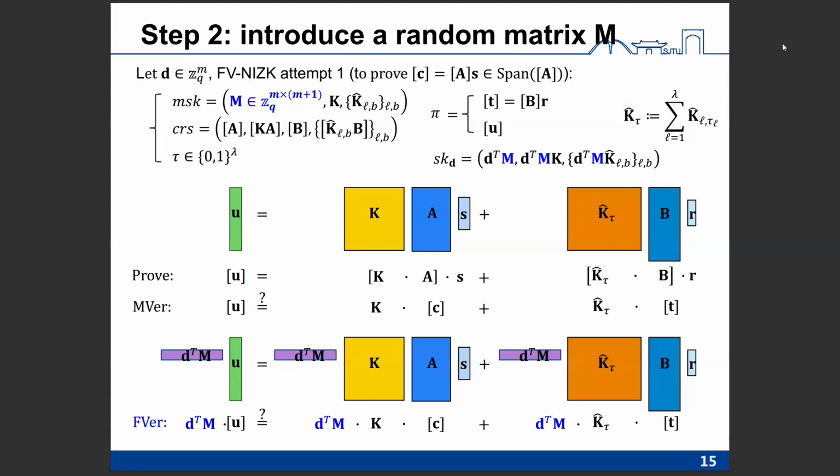Our idea is to introduce a random matrix M. Now we add M of size M times M plus 1 in MSK. And we also modify F verifier as follows. Actually, now F verifier checks the validity of proof U on the projection of D transpose times M. Actually, we can view M as a future matrix, but now how can M solve the above mentioned two problems?